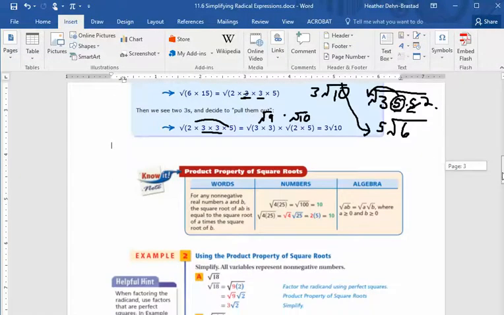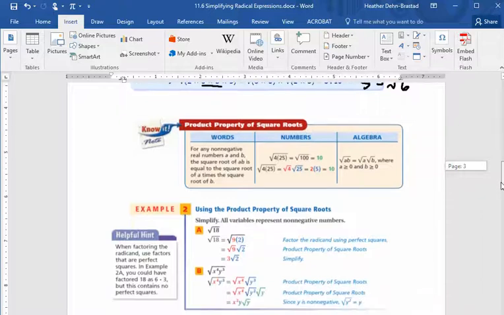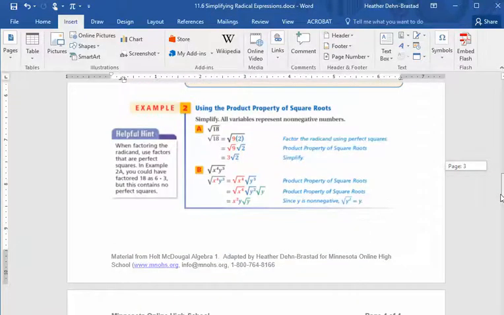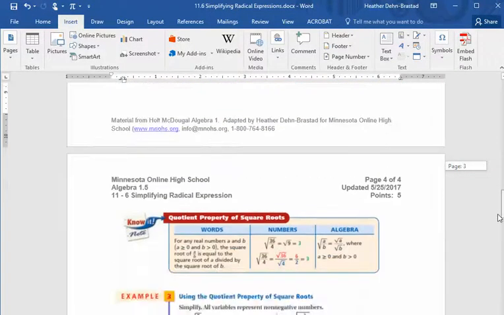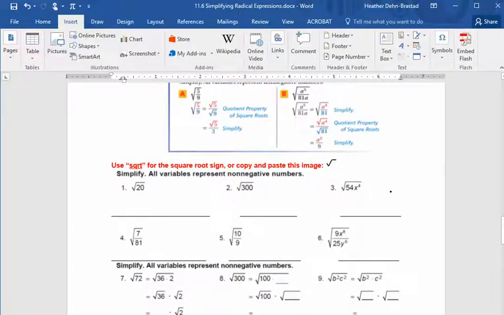All right, so there's a couple different ways to go about simplifying a square root. So we're going to do some that have just numbers in them, and then we'll do some that have letters, variables as well, and then we'll also look at the quotient rule, what happens when we have a fraction. Let's look at number 3 because of that x to the 4th.